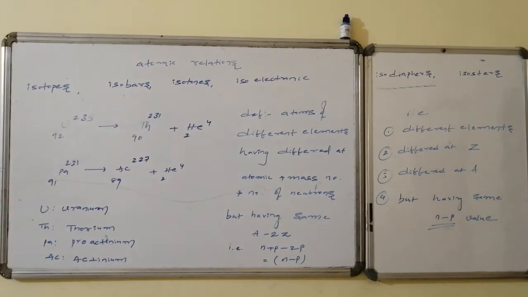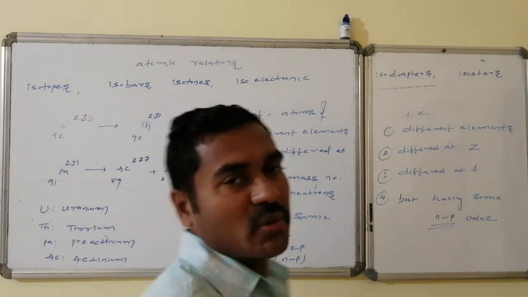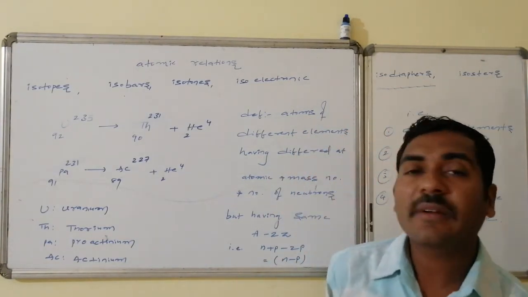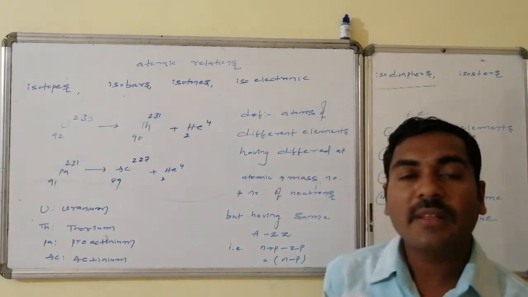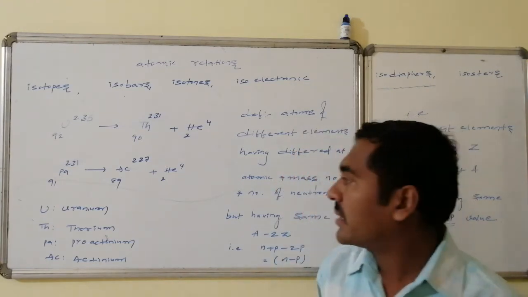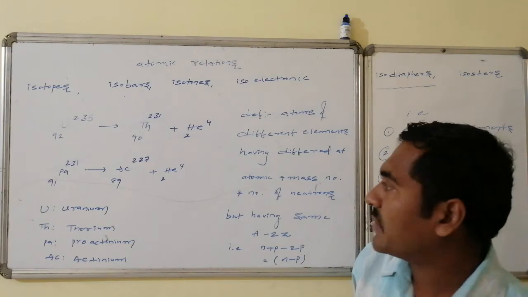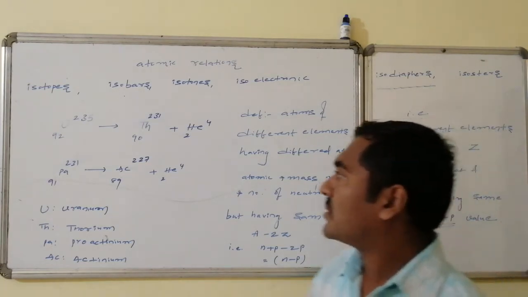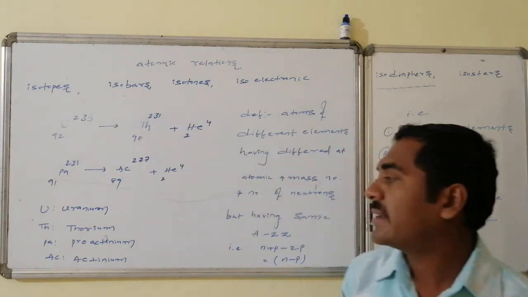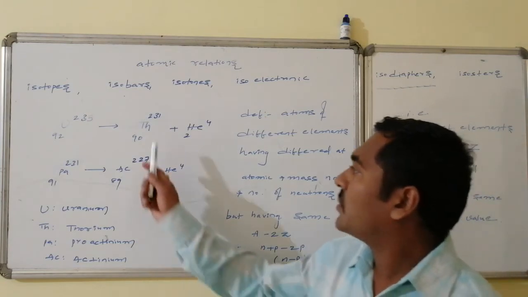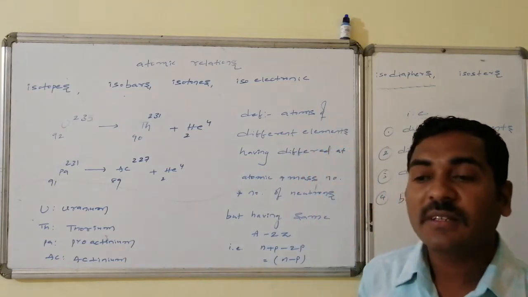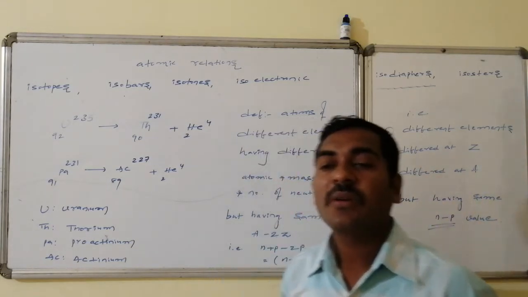Isodiaphers: let us look at the examples related to isodiaphers. Uranium-235 (92,235) is converted to thorium-231 (90,231) with the elimination of an alpha particle. Similarly, protactinium-231 (91,231) is converted to actinium-227 (89,227) with alpha elimination. Here U is for uranium, Th for thorium, Pa for protactinium, Ac for actinium. If you look at these particular relations, uranium to thorium, and similarly protactinium to actinium, such compounds are said to be isodiaphers to one another.